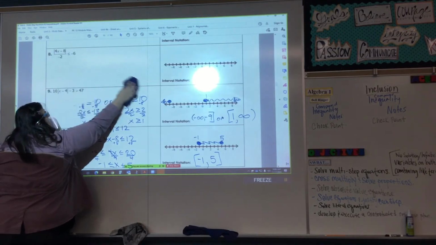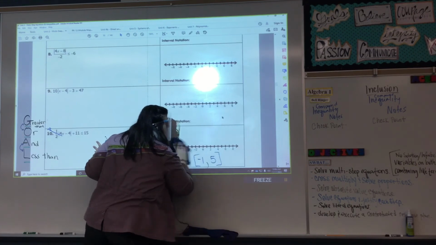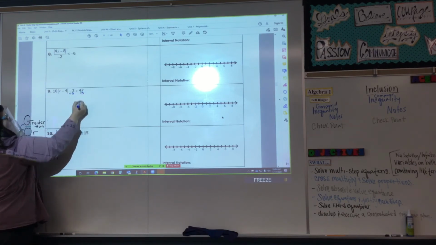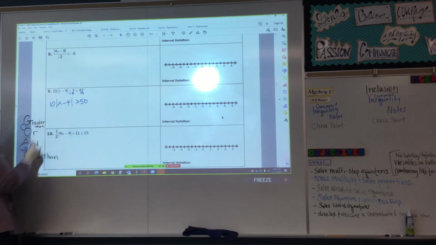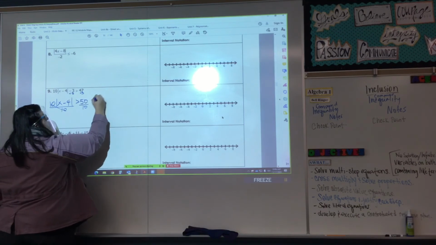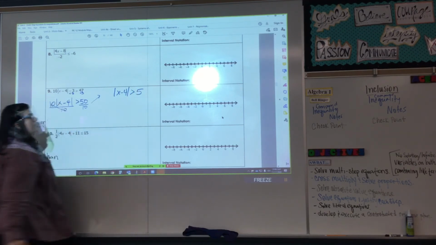All right, looks like we have 2 steps to do in number 9 before we can actually break it into a compound inequality. I need to get rid of the 3 and the 10. So we're going to add 3. Then I need to get rid of my 10. Cancels out. So I'm going to bring this up here. Absolute value of x minus 4 is greater than 5.